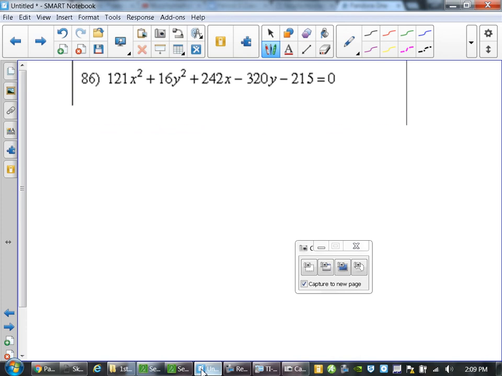When you're completing the square to identify the center, vertex, focus, all that kind of junk, we have to first of all put it in the generic form of the conic. Group them out, 121x squared, 242x, 16y squared minus 320y is 215. First rule of completing the square is to take out the leading term coefficients. Take out the 121.